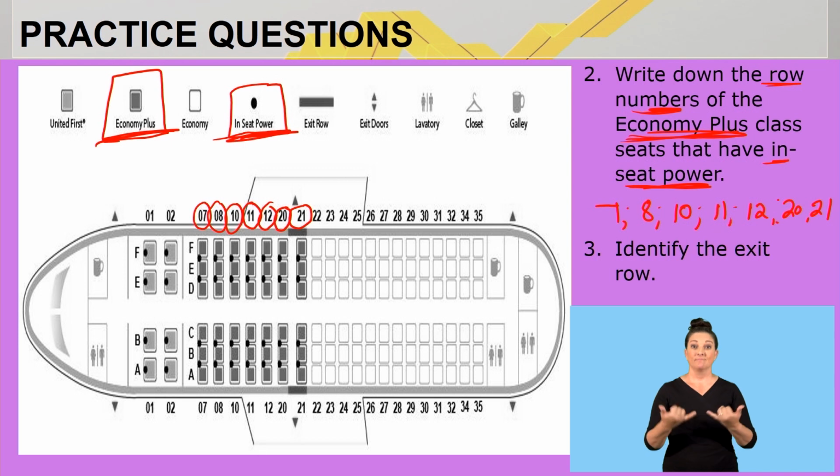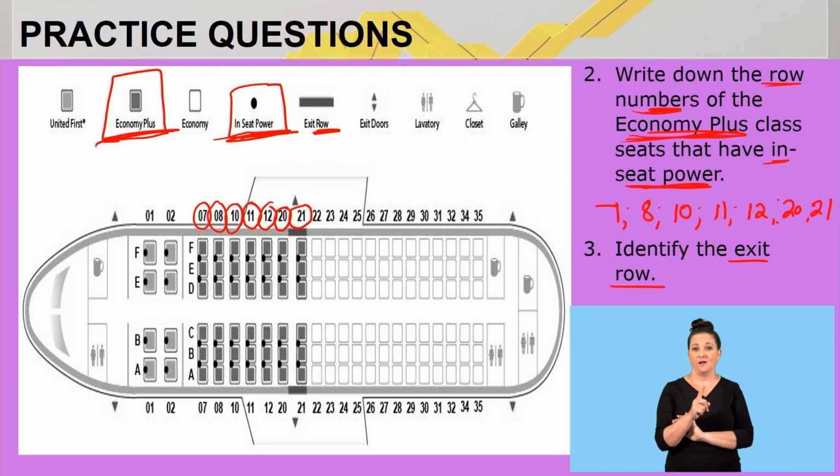And 21. Now we can look at question number 3. Question number 3, we are saying, identify the exit row. Okay, so how will I know what the exit row is? Here is the symbol for exit row.